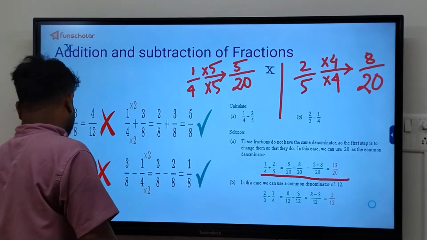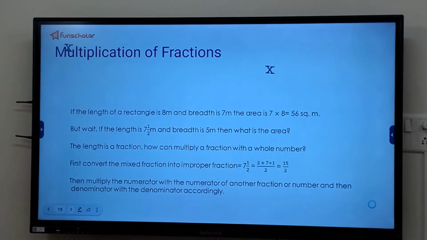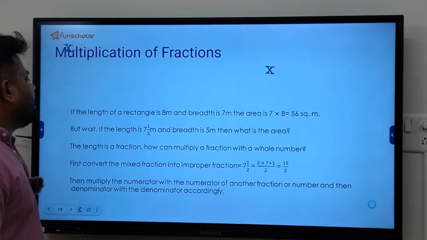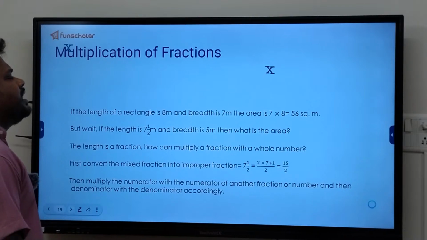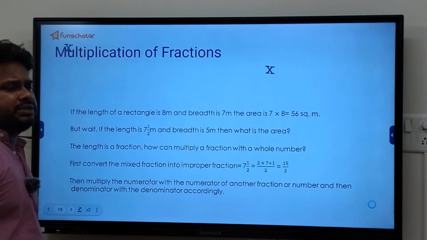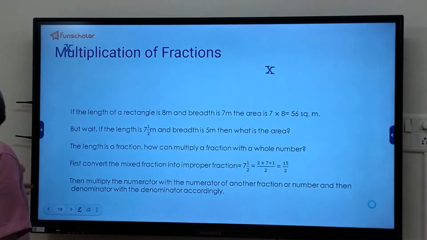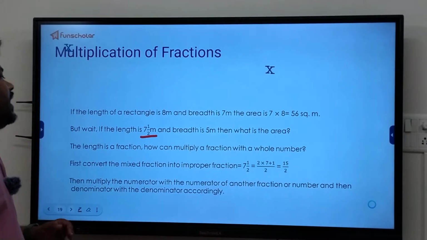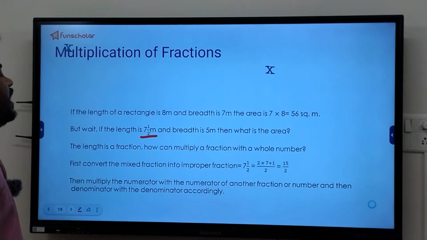Okay, let's go to the next one. Now multiplication of fractions. This one is quite easy. If the length of a rectangle is 8 centimeter and breadth is 7 meter, the area will be 56. This will be the simple multiplication. But wait, if the length is 7 whole 1 by 2 meter and the breadth is 5 meter, then what is the area?